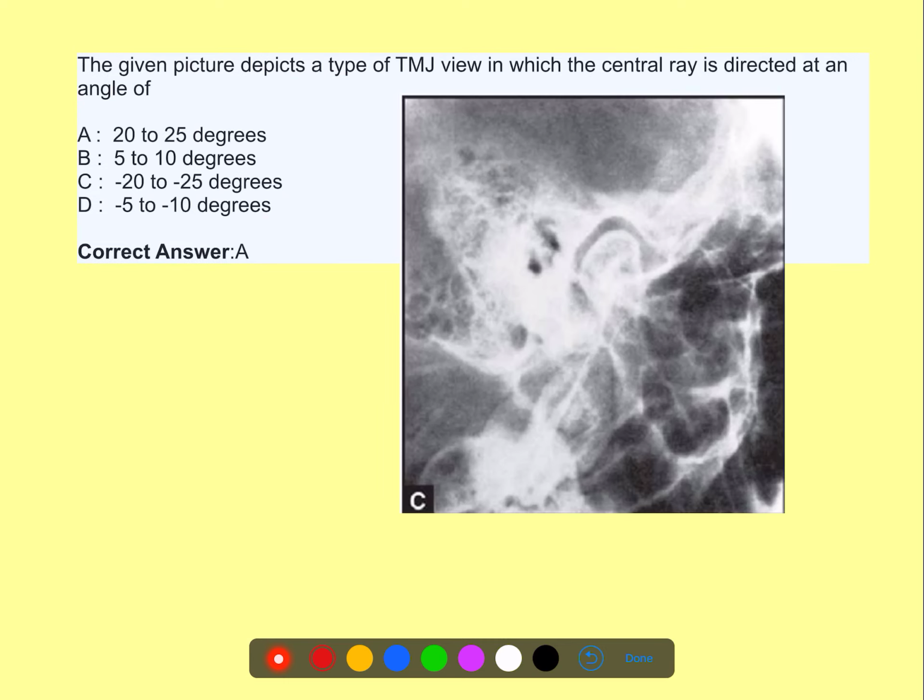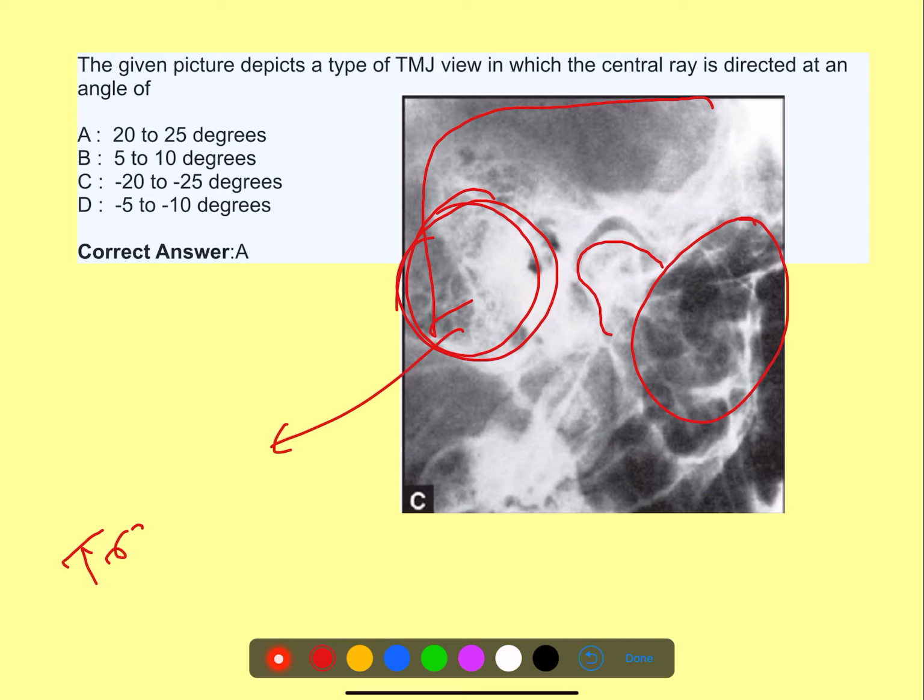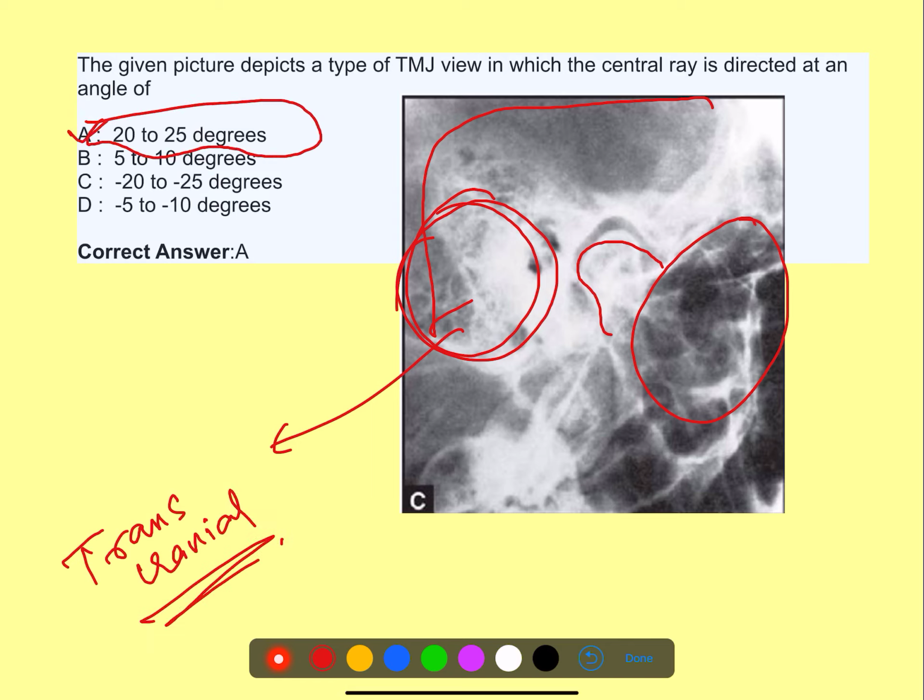The given picture depicts a type of TMJ view in which the central ray is directed at an angle of, you can see, this is the cranial view. You can see a few pictures of cranium, ethmoidal air cells, and mastoid air cells, and a few air sinuses. So this depicts the transcranial view, and in transcranial view we use an angulation of 20 to 25 degrees. 20 to 25 degree angulation can be seen.